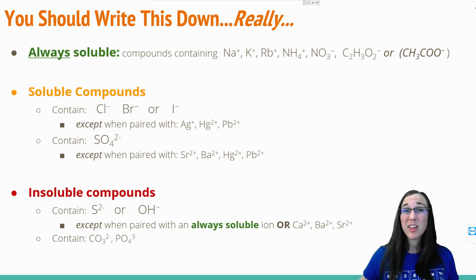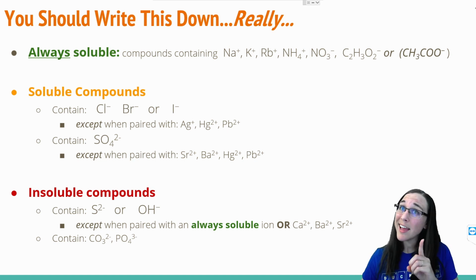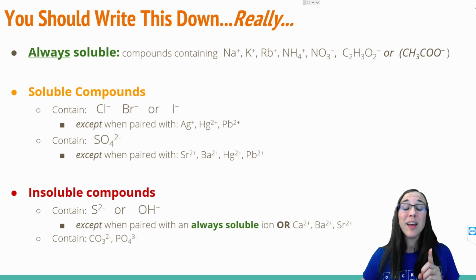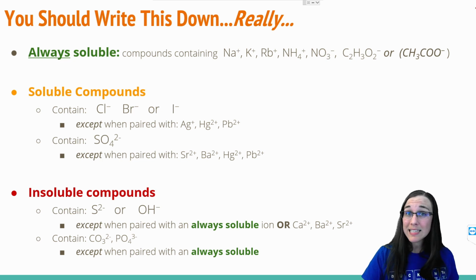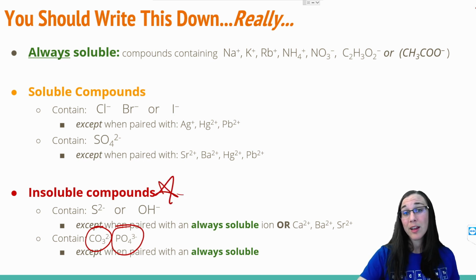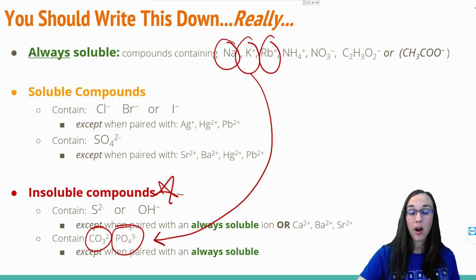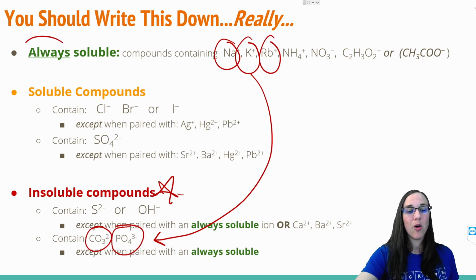So pretty much anything you pair with carbonate and phosphate will be insoluble, i.e. a precipitate not able to dissolve in solution, the exception being if carbonate or phosphate are paired with an always soluble ion. So for example, I could pair lithium, magnesium, calcium with the carbonate or the phosphate anions, and it would be insoluble. However, if I were to take sodium or potassium or rubidium and pair that with the carbonate or phosphate anions, I would have something that is now soluble from the always soluble list.